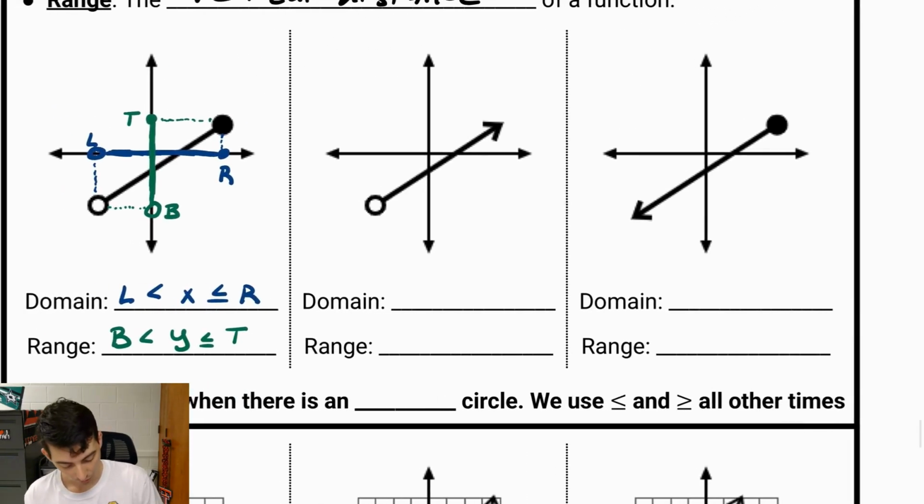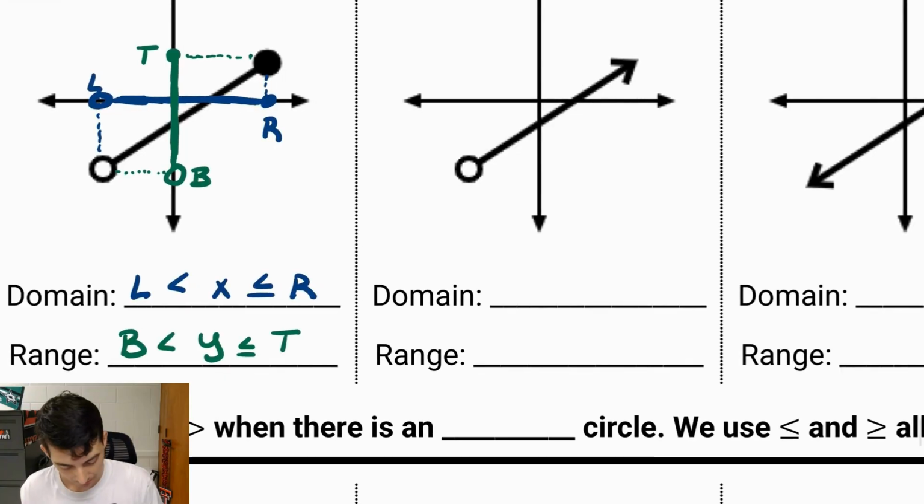Sometimes, however, we're only going to have one endpoint and the graph is going to continue in some direction forever. So for this one, my domain, I have this leftmost point here with this open circle, but I see that this arrow is pointed to the right forever. So I'm going to travel along my x-axis and never stop going to the right.